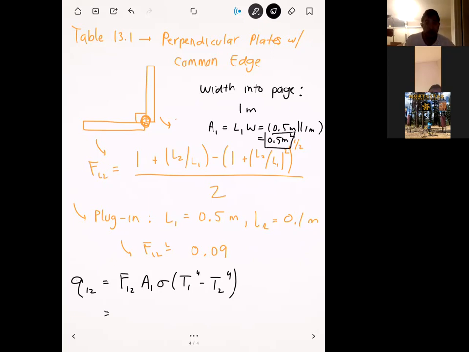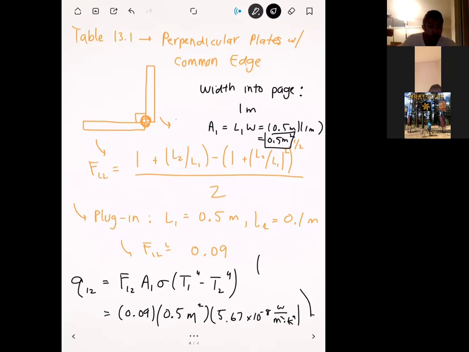All right. And so we can go ahead and plug in for this Q12. And so first we have F12, which is 0.09. Okay, that's the view factor that we just computed. Then we have A1, which is 0.5 meters squared, which is the area of surface 1. Then we have the Boltzmann constant. And so the Stefan-Boltzmann constant is 5.67 times 10 to the minus 8 watts per meter square times Kelvin to the 4th.